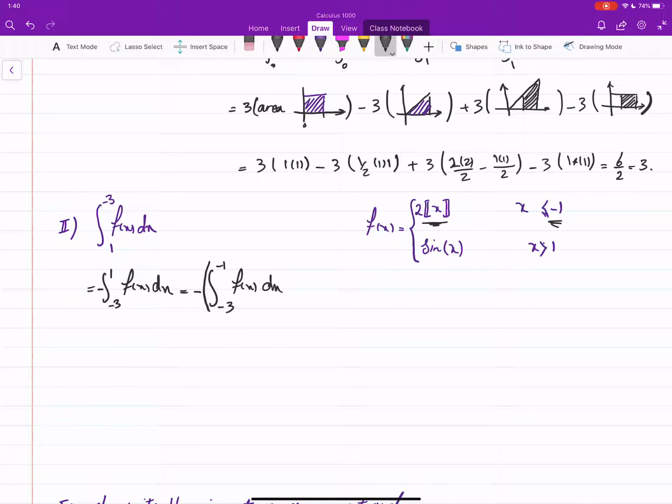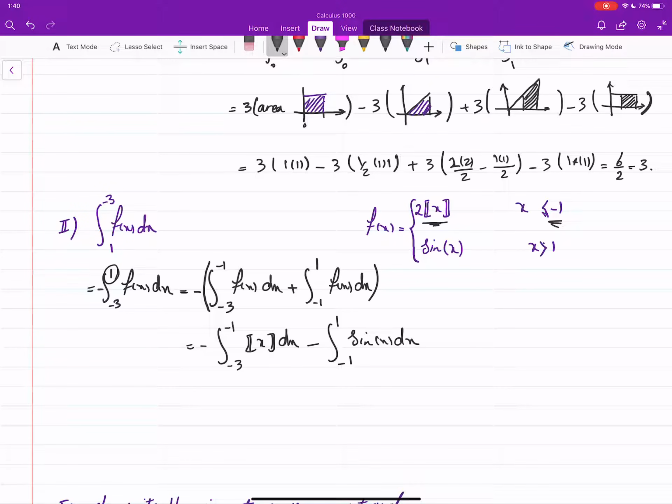and this minus sign is multiplied, and then go from -1 up to 1, what we have here. And this is what? Now, we are going from -3 to -1 of greatest integer x dx, minus from -1 to 1 of sine x dx. Very nice.